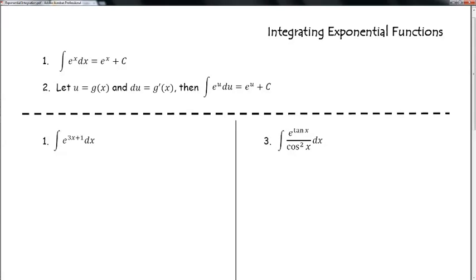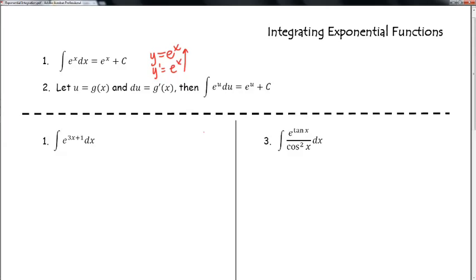Alright, today we're going to talk about how to integrate exponential functions. Well, e to the x is pretty easy to integrate if you remember the derivative of e to the x is e to the x. And so it's pretty natural that the antiderivative of e to the x is e to the x.